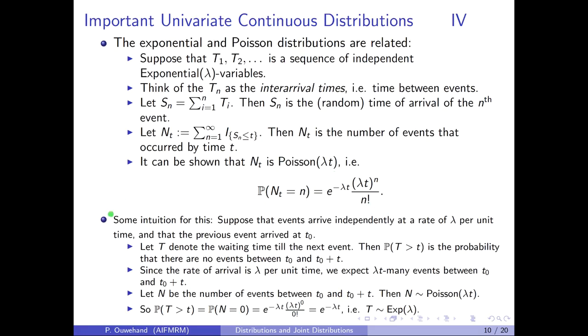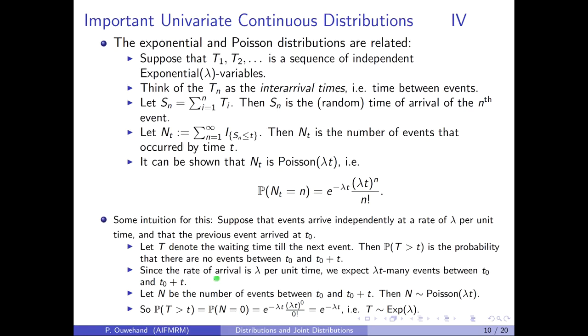Here is a little bit of intuition for this. Suppose that events arrive independently at a rate of lambda per unit time. We then know that this is modeled by the Poisson distribution with parameter lambda. Suppose also that the previous event arrived at time t0. Let capital T denote the waiting time till the next event. Thus the probability that capital T is strictly greater than little t is the probability that there are no events between t0 and t0 plus t.